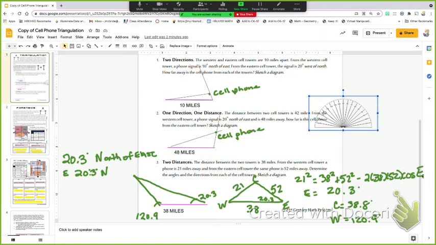But now let's talk about the 120-degree angle, the 120.9. We can't write directions with obtuse angles, so we have to use an acute angle. What I usually tell people to do is this. Right at the corner, put a little coordinate plane. Pretend there's a little coordinate plane right here.